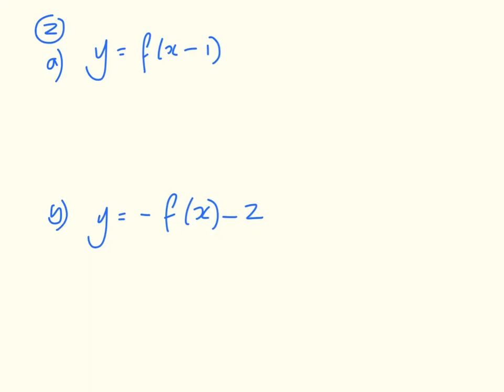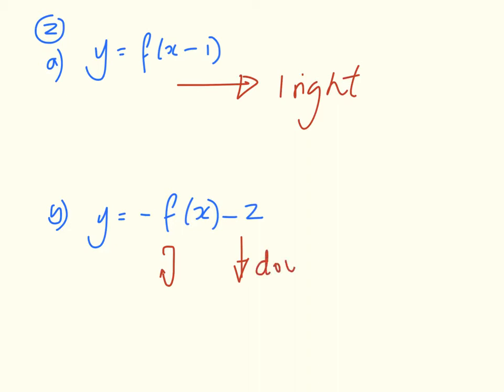Okay, second question, f of x minus 1. That means you move your graph one place to the right. And then the second one, minus f of x first of all. That means flip your graph upside down. And then the minus 2 then means move the graph down 2. So that's upside down first of all and then down 2.